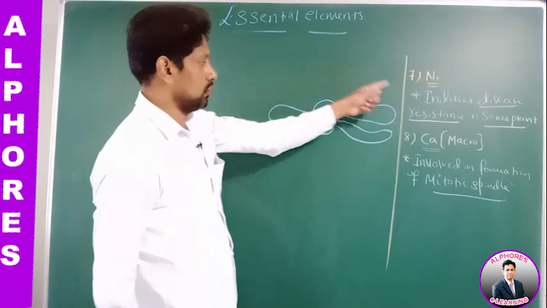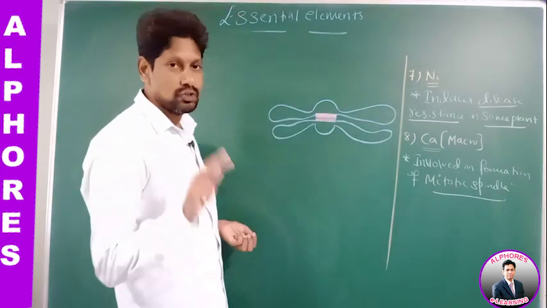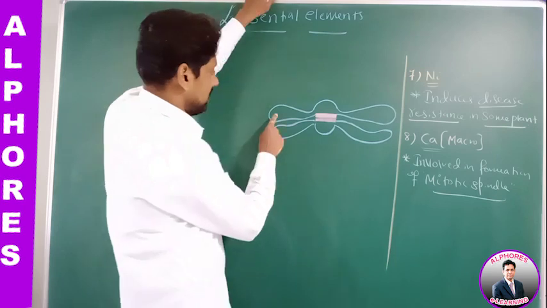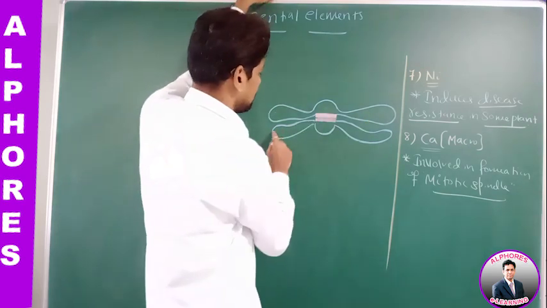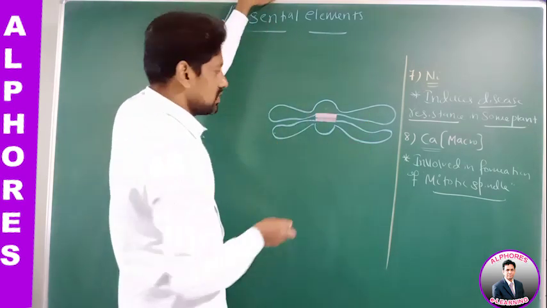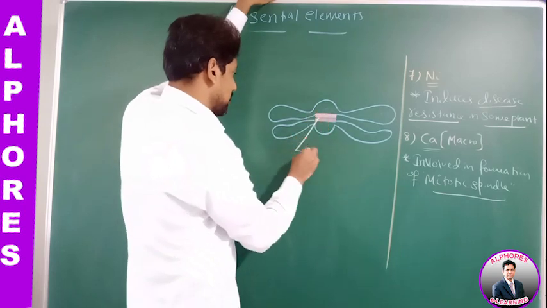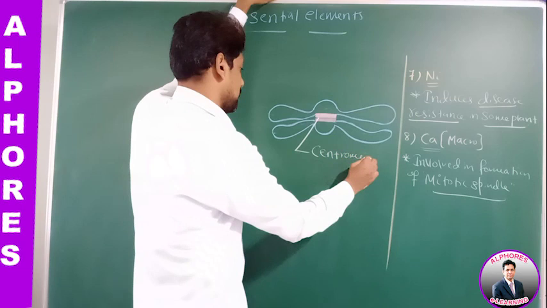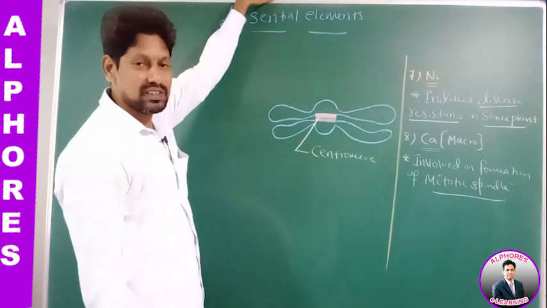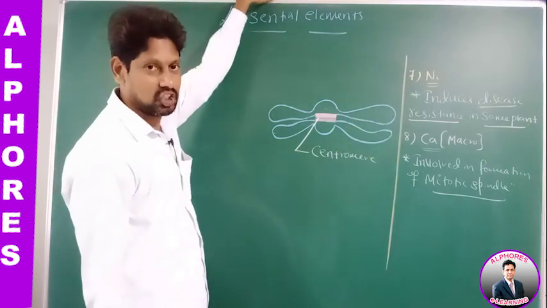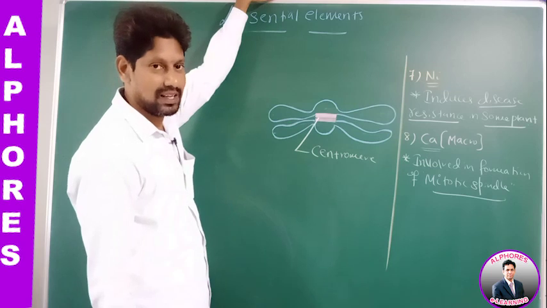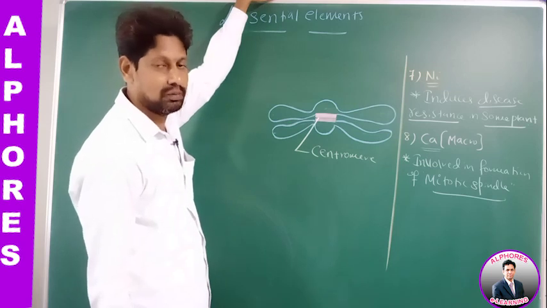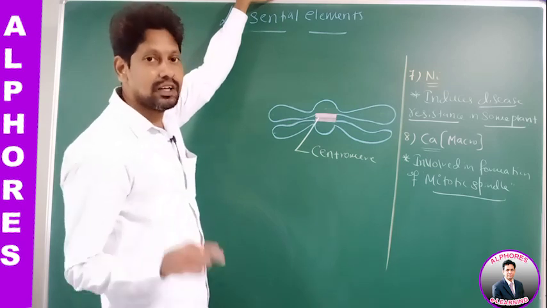See, this is a chromosome. In this chromosome, two chromatids are present. This is one chromatid, and this is another chromatid. This is the centromere. Another name for centromere is primary constriction.